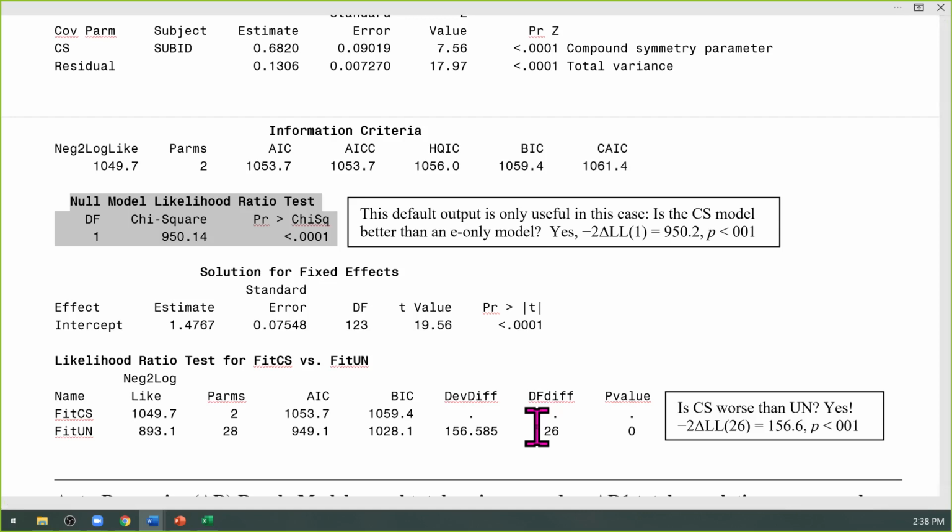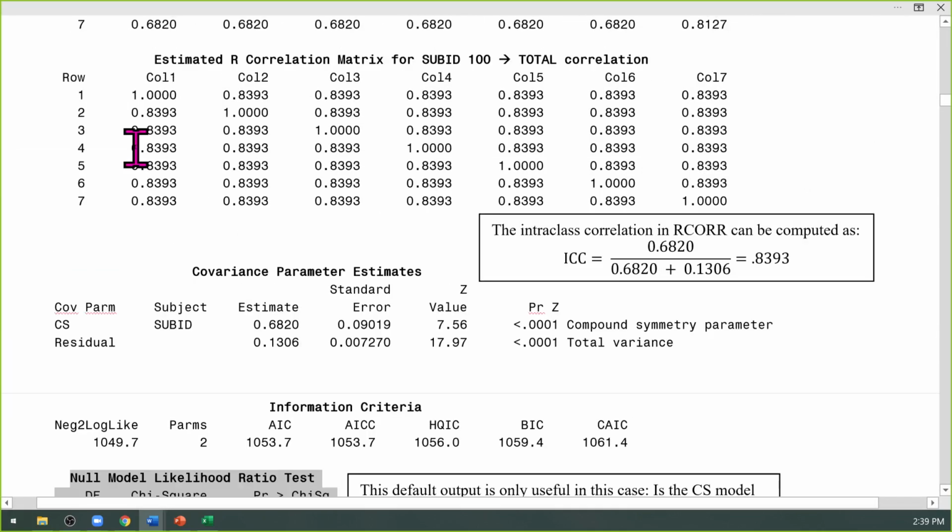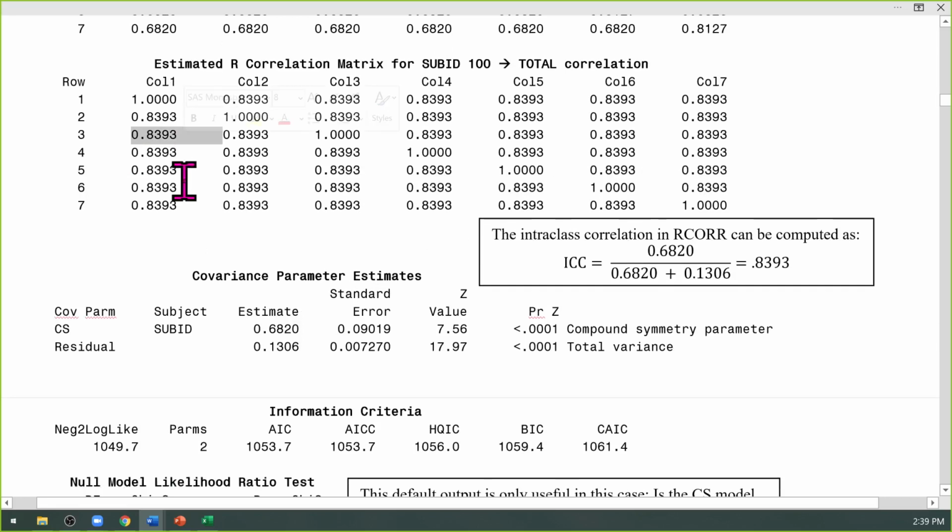This likelihood ratio test right here, what that is testing is whether or not we need the random intercept. So that's testing the significance of the intraclass correlation. And yes, it looks like we do. A correlation of occasions from the same person of 0.84 is not 0.